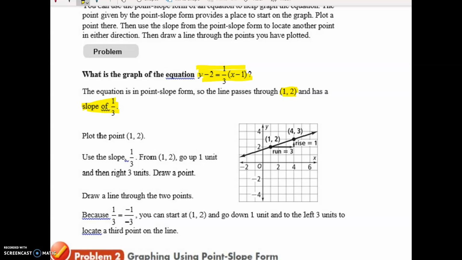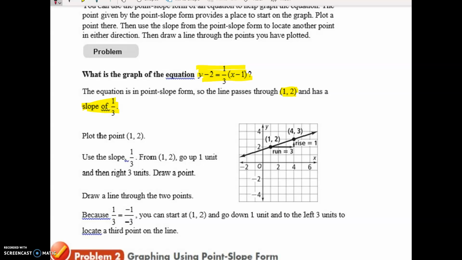So if this says y minus 2, that means that 2 was initially a positive value. Same thing here. When it says minus 1, the minus doesn't carry with the 1 because it's part of the formula. So that means that the original one was positive also. So be careful about those signs when you're identifying the point and the slope. That can be a little tricky.